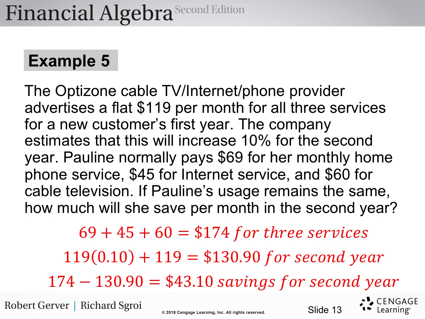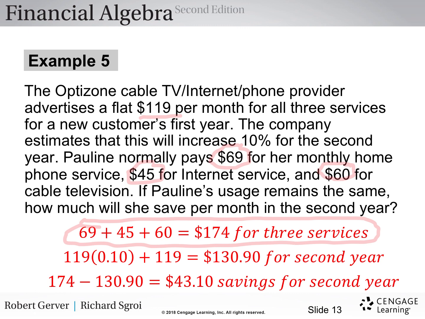All right, let's look at what she's currently paying. She's currently paying $69 for phone service, $45 for internet, and $60 for cable TV. So that means for the three services, she's currently paying $174. All right? Now, let's look at the other plan that's provided here. It has a flat rate of $119 per month, okay?